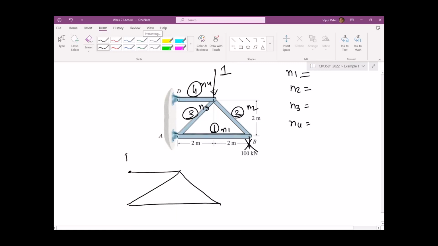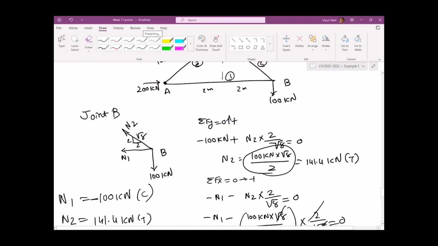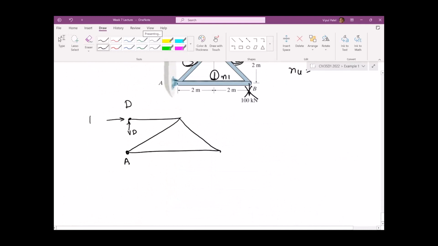So here D, here A. I think we have a VD. We just want to follow the same. Yep, VD and HD, and reactions at A. And we have this 1. There is no unit, by the way. 2 meters, 2 meters, square root 8, 2 meters. Okay, and here there is no force. Please note, we don't need to put the force at B. A, B, C, and D. Okay, so that's the system.